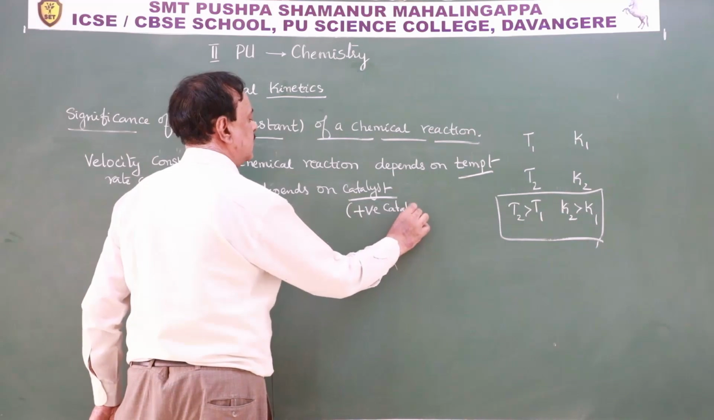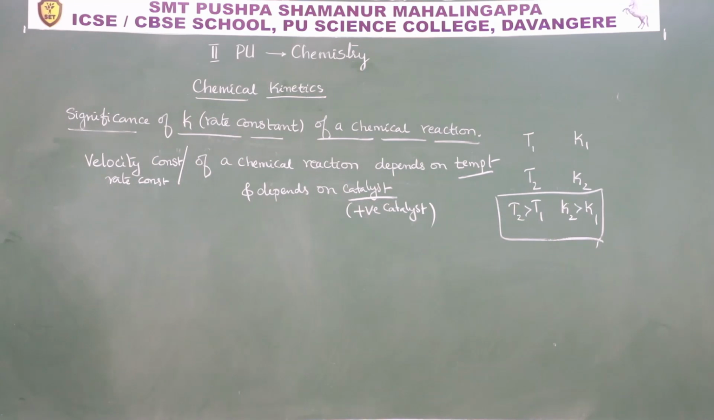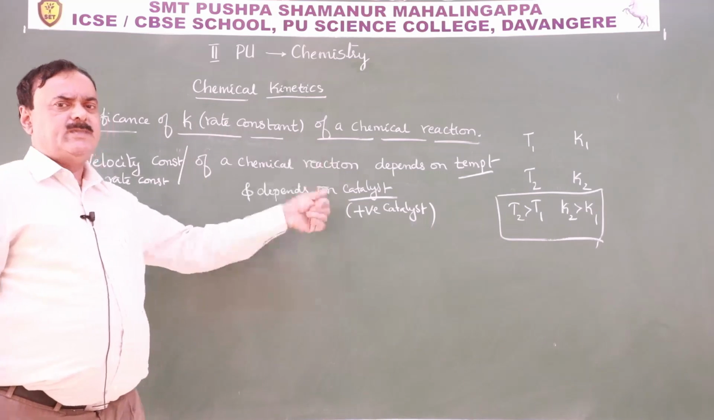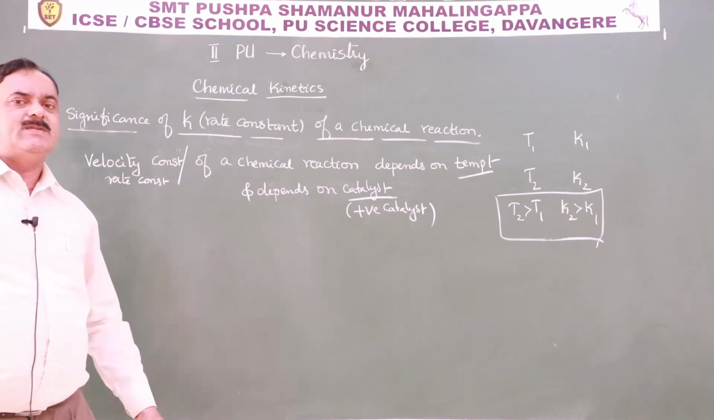A positive catalyst increases the velocity constant of a chemical reaction. Is it clear? So what about the significance? The velocity of a chemical reaction depends upon the initial concentration, but the velocity constant of the chemical reaction does not depend upon the concentration.